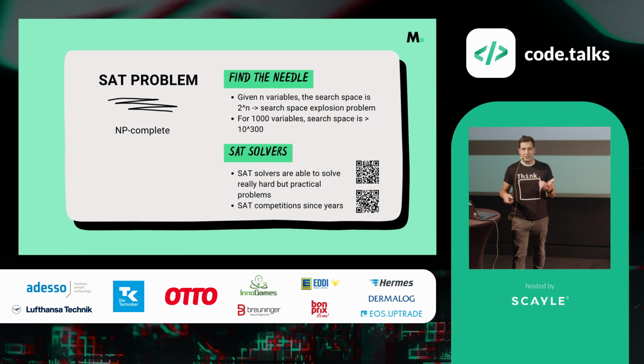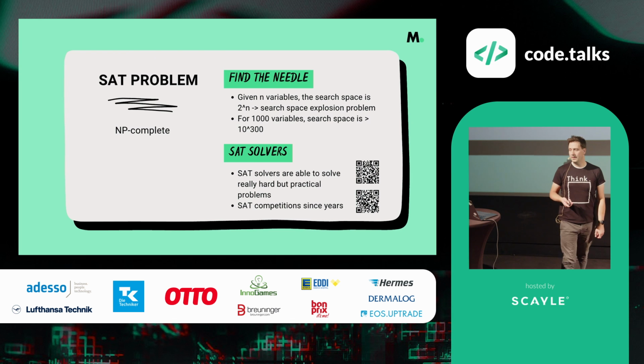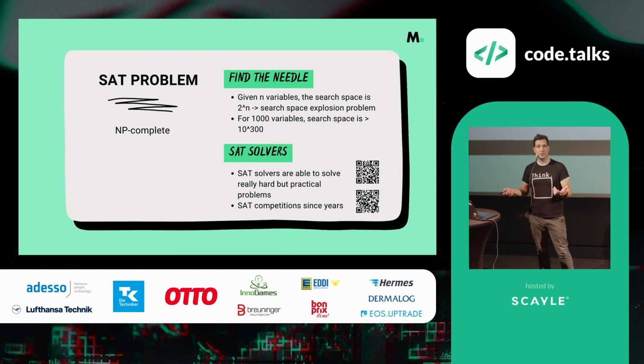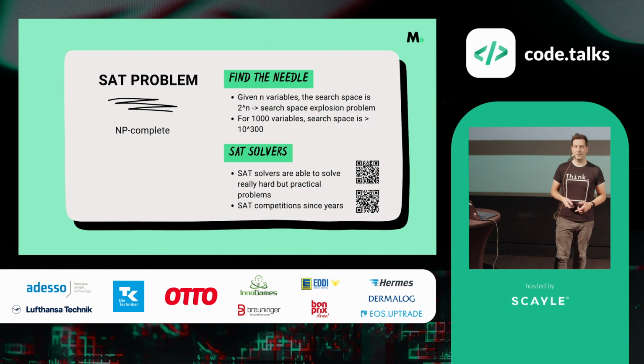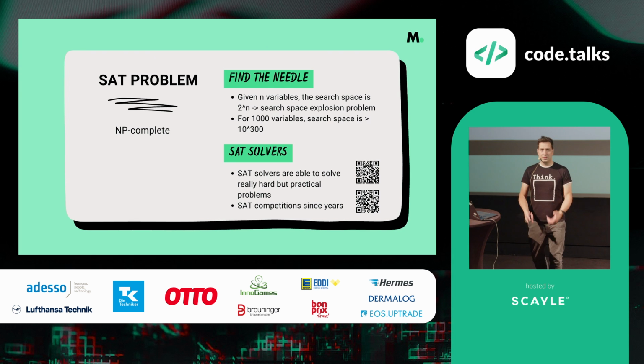To give you an idea how complex the problem actually is: if you have n variables, the search space is 2 to the power of n, so it's really an exponential explosion. Even for 1,000 variables, the search space is almost larger than the number of atoms in the universe. So it's really tough to solve. But we have tools to solve it efficiently, and in practice we can solve very interesting problems for a large number of instances. We have the so-called SAT solvers.